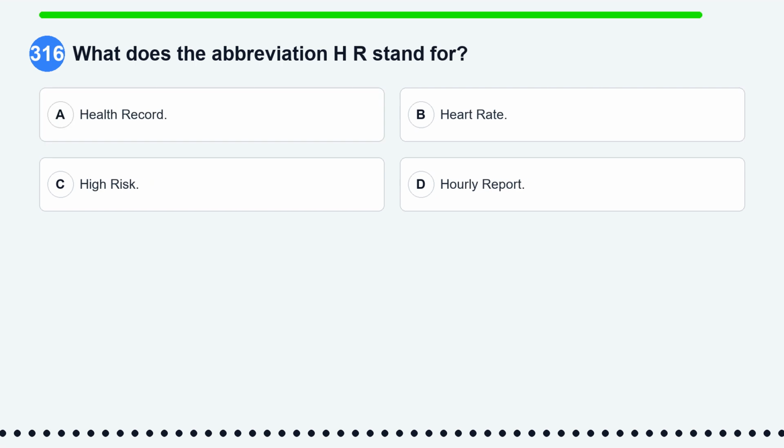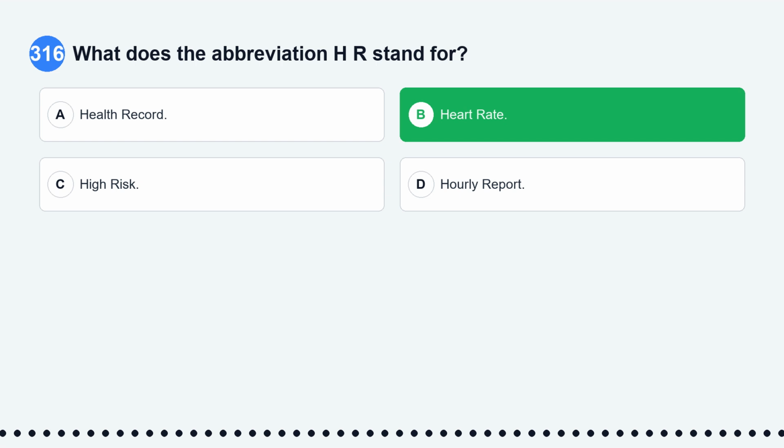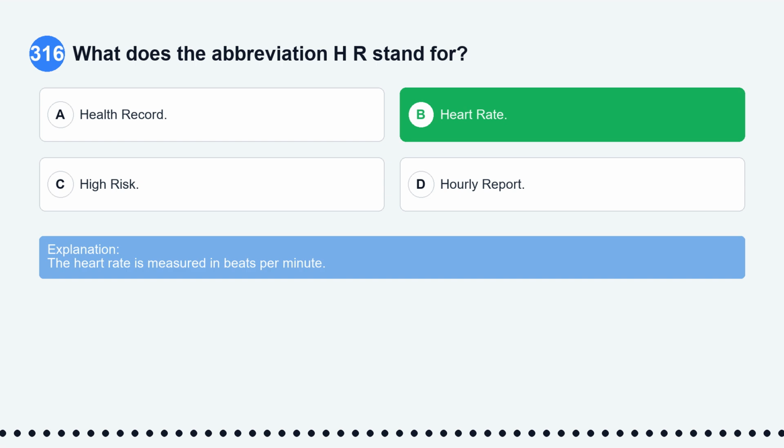Question 316. What does the abbreviation HR stand for? Option A, health record. Option B, heart rate. Option C, high risk. Option D, hourly report. The correct answer is option B, heart rate. The heart rate is measured in beats per minute.